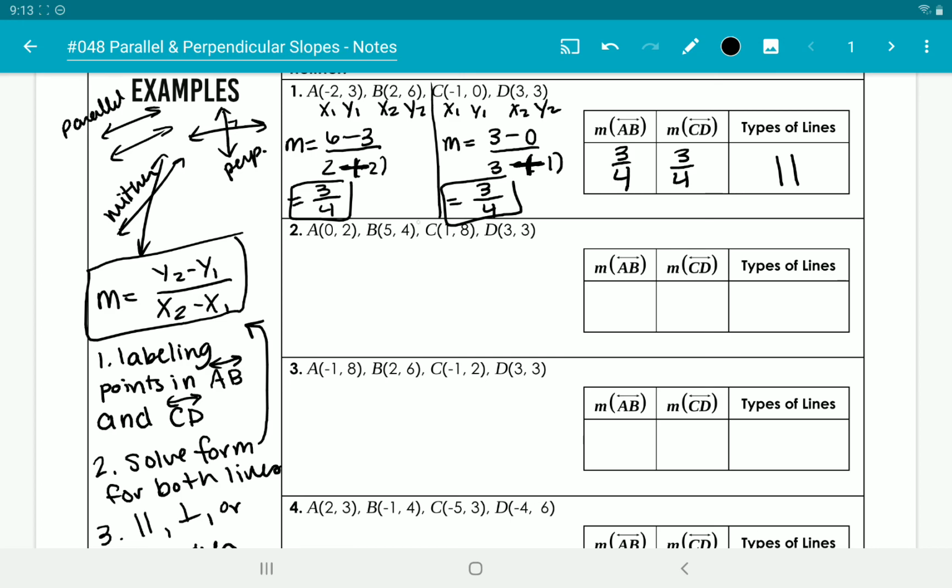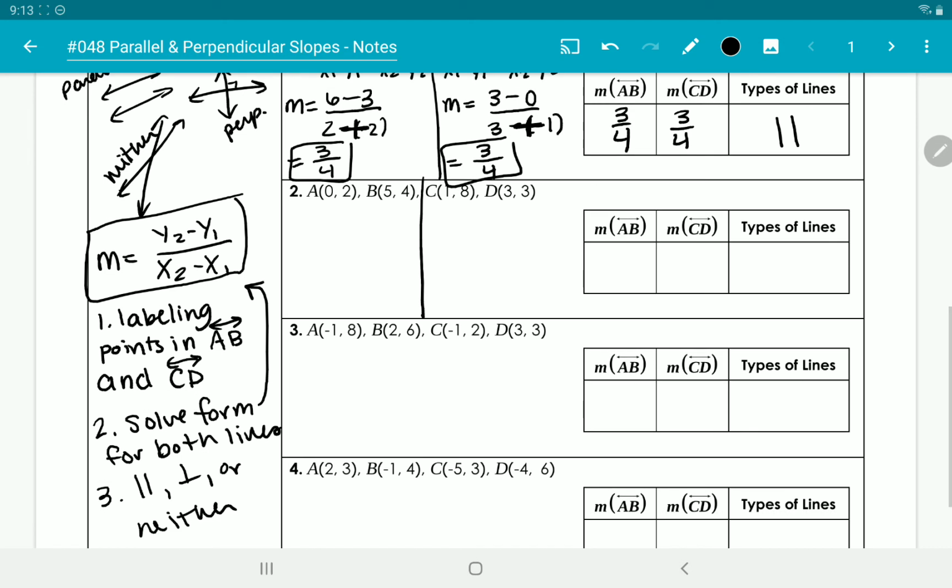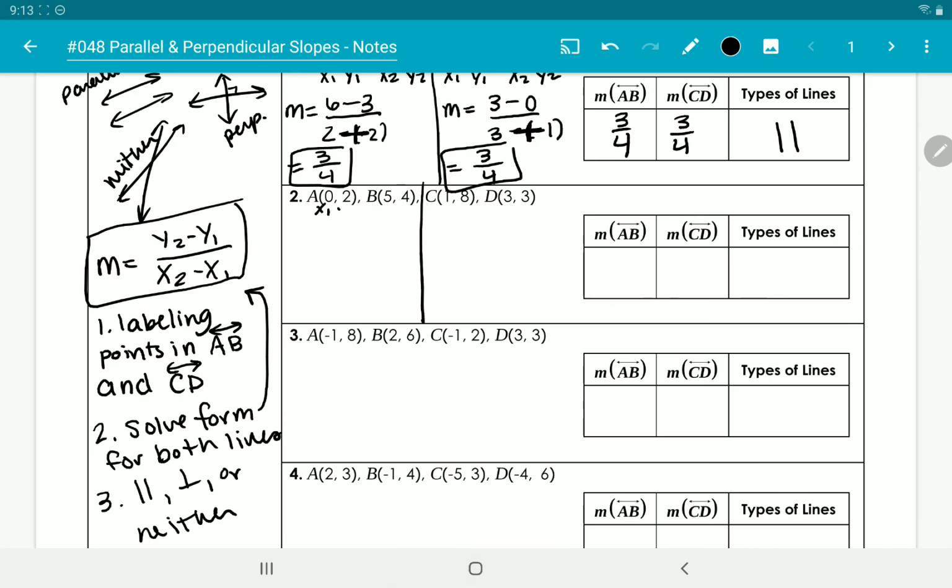Now let's try the second one again. Split it between AB and CD. Okay, we're going to label them x1, y1, x2, y2, x1, y1, x2, y2. Okay, now we're going to determine the slope. So the slope for this first one, AB, is y2 minus y1 divided by x2 is 5 minus this x1 is 0.